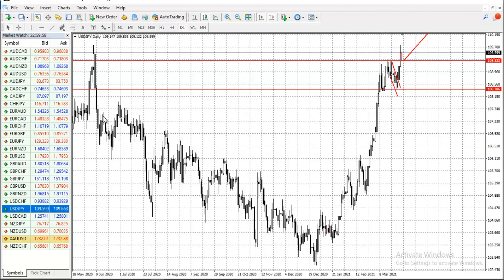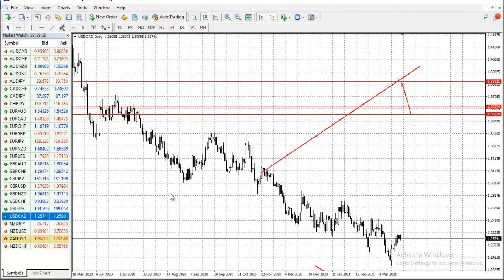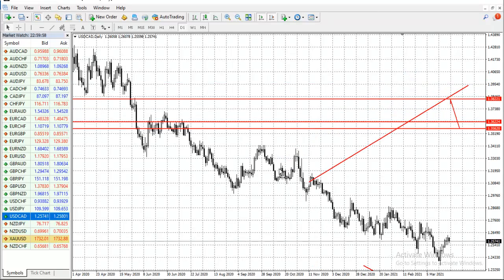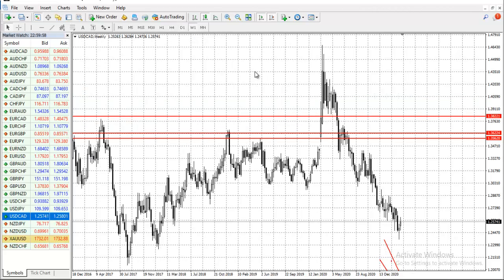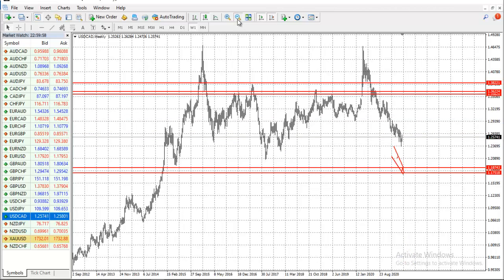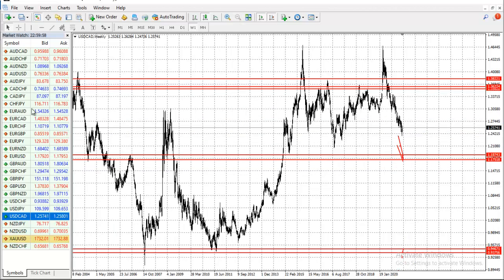Now let's go to the last one for the day, the USD CAD. The USD CAD seems to be in a downtrend. Of course, it's trying to show it's in a downtrend. Without wasting much time, that's on the daily time frame. But on the weekly time frame, let's zoom in. On the weekly time frame, the market is on an uptrend. So that's one thing we should see there.